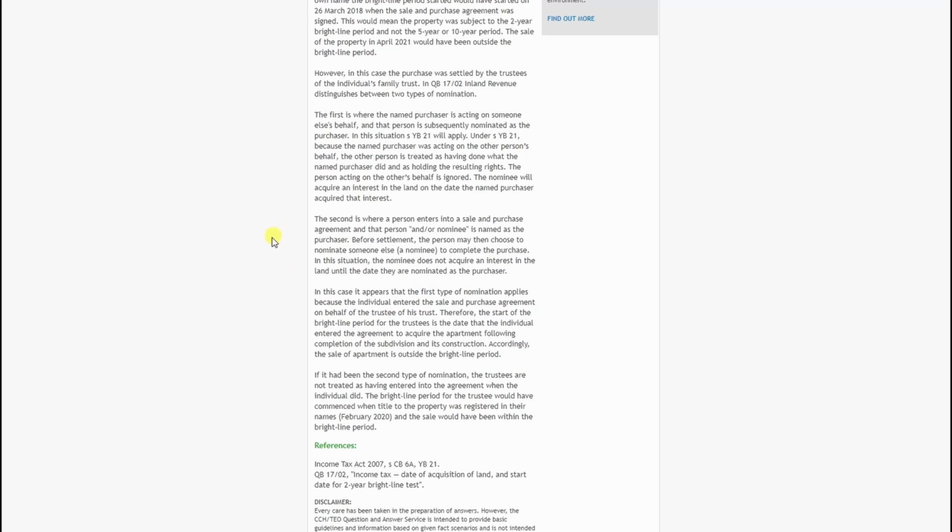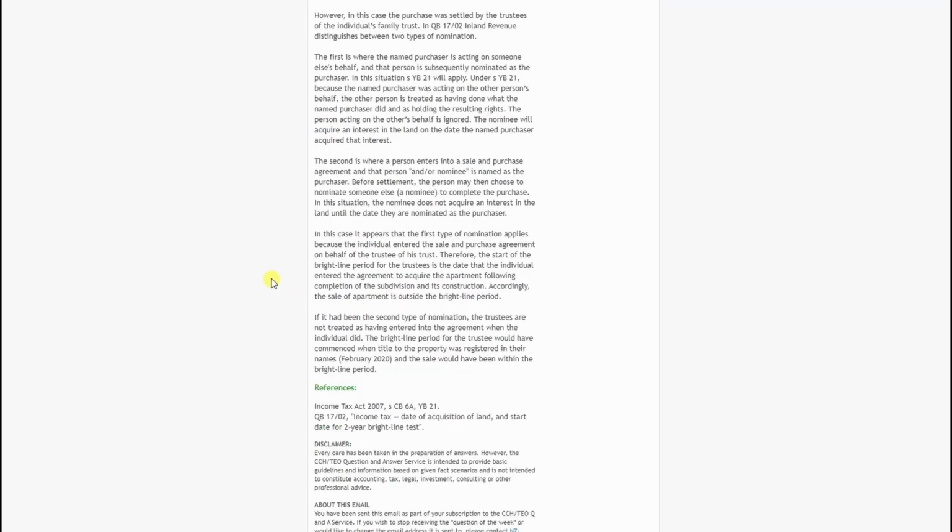So the second potential interpretation is where a person enters into a sale and purchase agreement, and that person and/or nominee is named as the purchaser. Before settlement, the purchaser may then choose to nominate someone else, a nominee, to complete the purchase. In this situation, the nominee does not acquire an interest in the land until the date they are nominated as the purchaser.